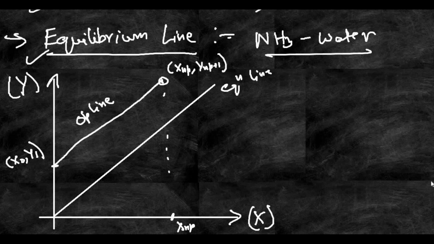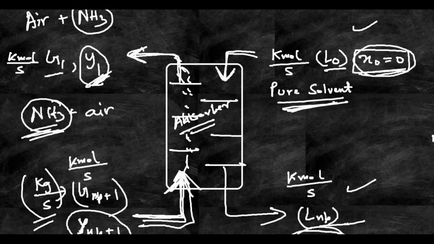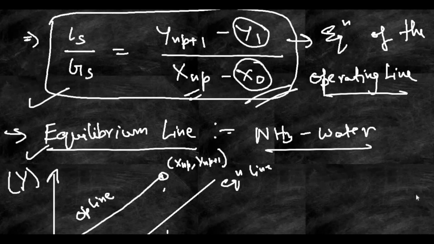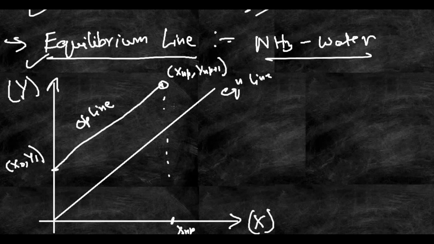Now to calculate the number of stages required for this absorption, I need to draw lines here. I will show how you can draw it. First take a vertical line from this point, which will drop till the equilibrium line. Then extend it horizontally to hit the operating line. So this is the first stage that I get.